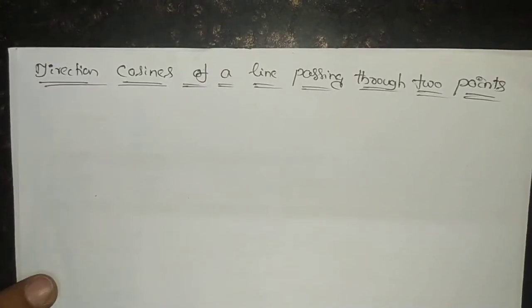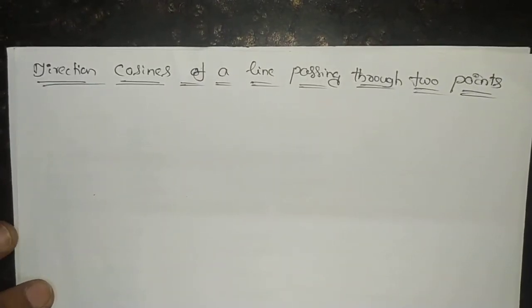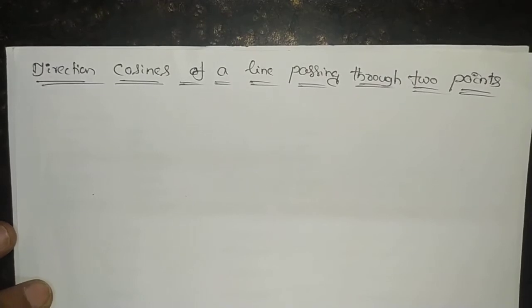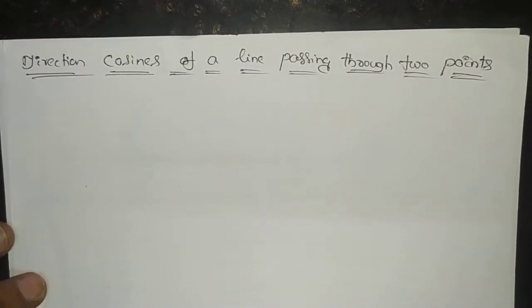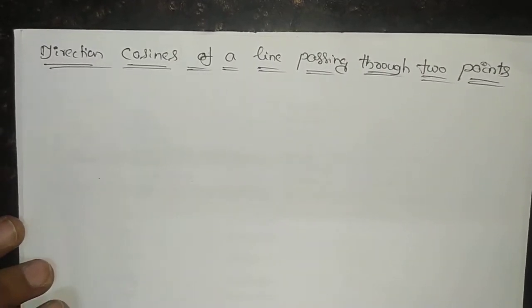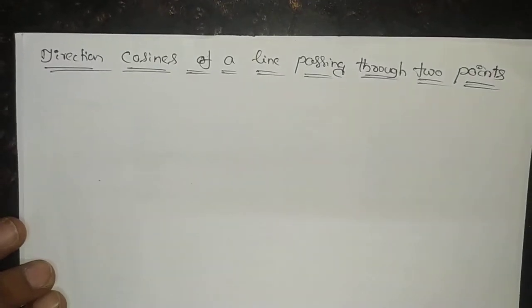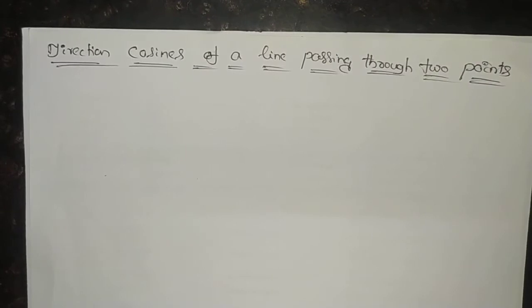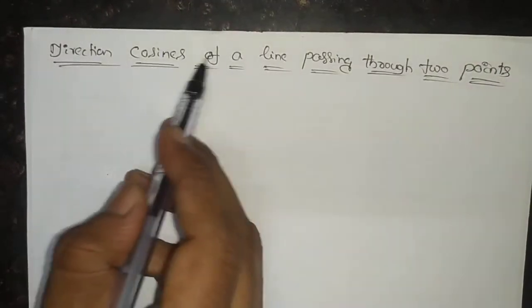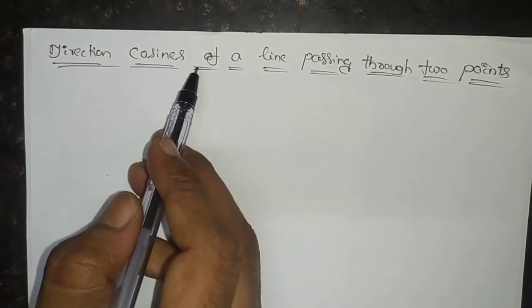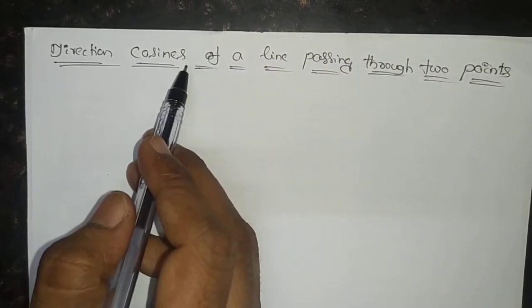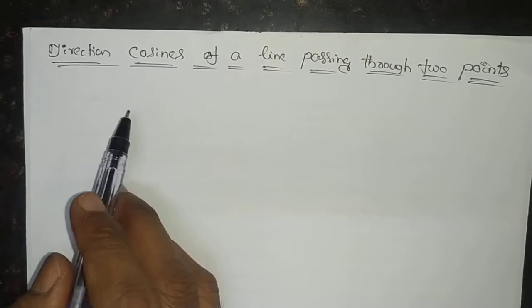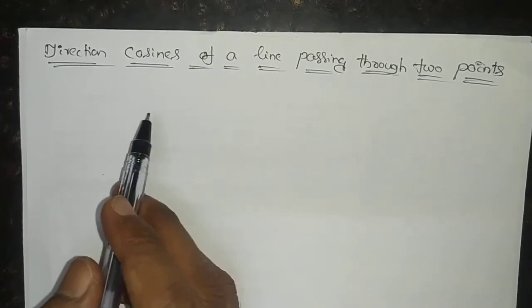In our previous class, we learned some basic concepts of three-dimensional geometry, and we also discussed the formula for finding the direction ratios and direction cosines of a line. The direction ratios of a line are small letters a, b, c.